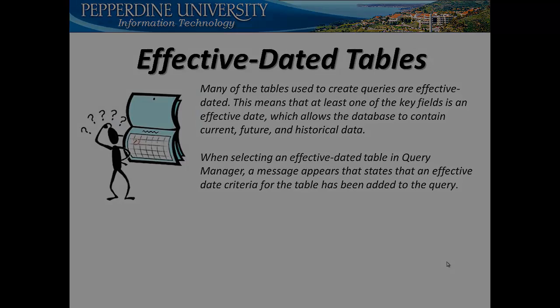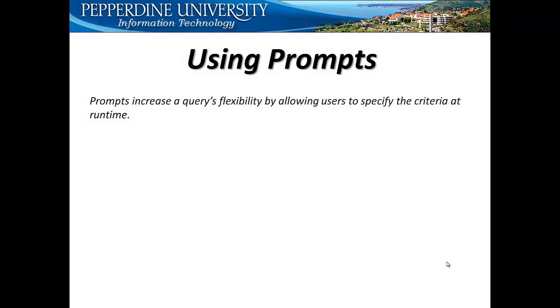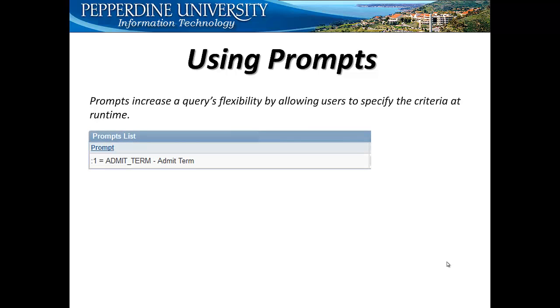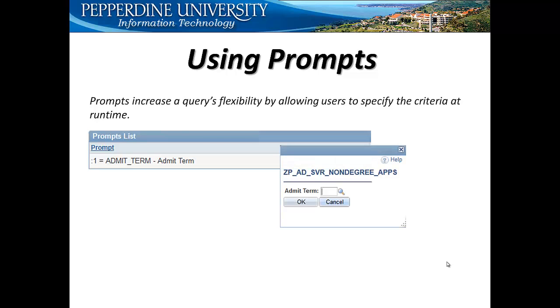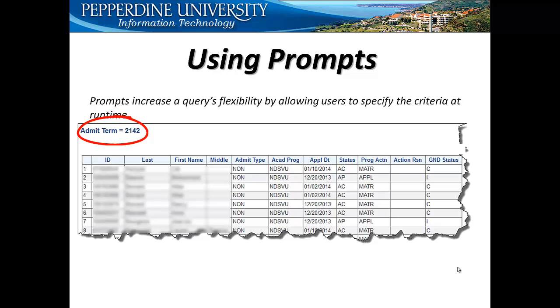Prompts increase a query's flexibility by allowing users to specify the criteria at runtime. One or more prompts can be implemented as part of the criteria for obtaining specific results as required by the user. In this example, the user needs to review student information and their status for non-degree applicants. By adding an admitting term prompt to the query's criteria, it will allow the user to reuse as necessary this same query based on the selected term the user entered. Consequently, the student results are filtered to only those students for that one particular term.